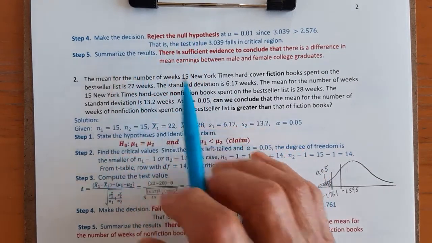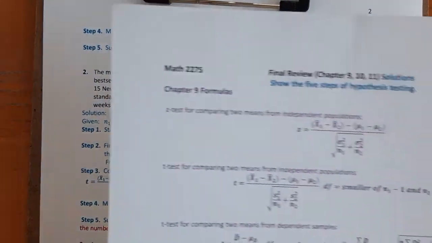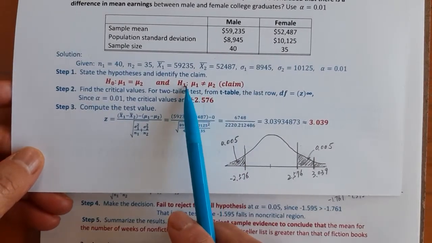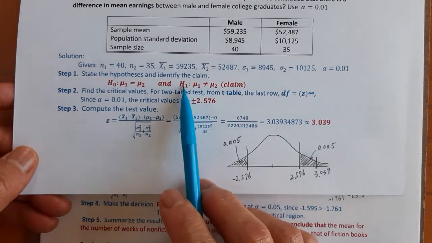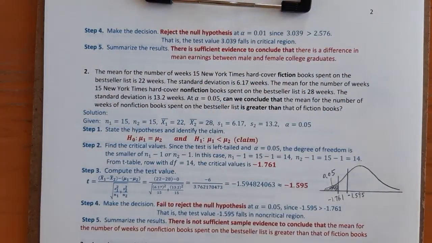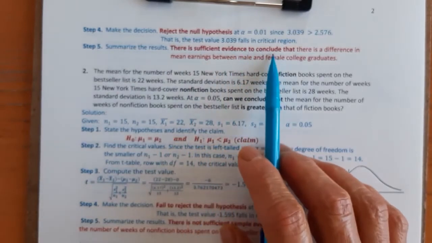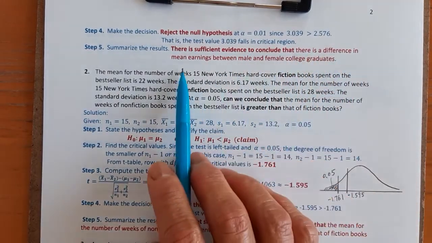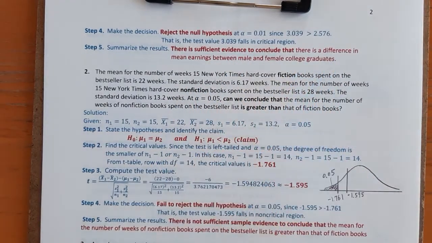Then summarize the results, step 5. We put down the results with the claim. Since the claim is H1, rejecting H0 supports H1. So we will say there is sufficient evidence to conclude that there is a difference in mean earnings between male and female college graduates.